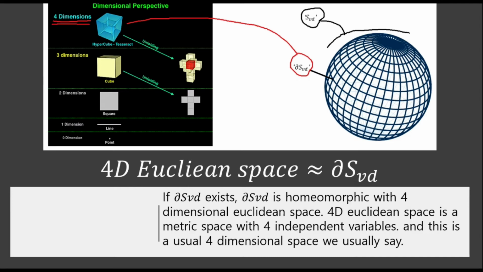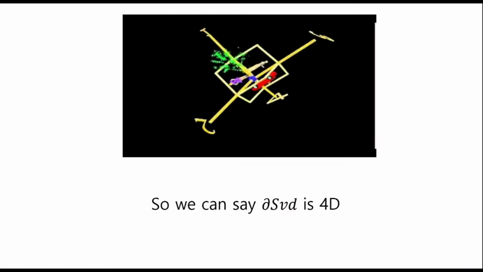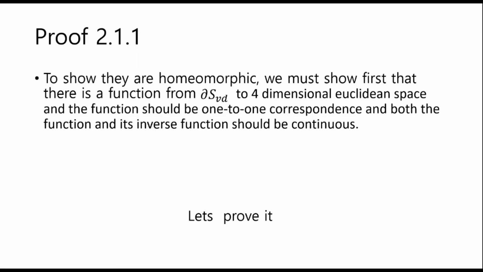Euclidean space is a metric space with four independent variables, and this is the usual 4-dimensional space, as we usually say. So we can say DS3D is 4D. To show they are homeomorphic, we must first show that there is a function from DS3D to 4-dimensional Euclidean space, and the function should be a one-to-one correspondence, and both the function and its inverse function should be continuous.